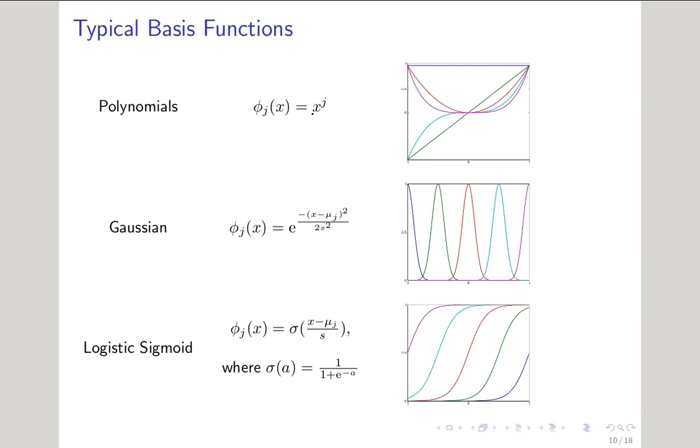The Gaussian is a very important basis function that's used quite often in things like Gaussian processes, which we'll discuss in later lectures. The logistic sigmoid function is very useful in a type of classification called logistic regression, which we'll cover in a later set of lectures as well.